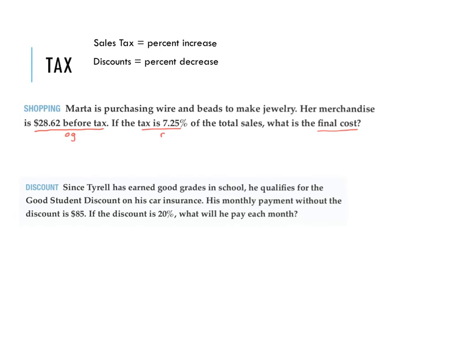So these problems always have 2 big steps. First thing you're going to do is find the tax. What is the tax in dollars? Because right now we only have the rate of tax, so the tax is 7.25%. That's lovely, but we don't have an exact amount for that. So first off, find the tax in dollars. Then you're going to find the new price. Okay, so we'll do this in phases. First is find the tax, then find the new price.